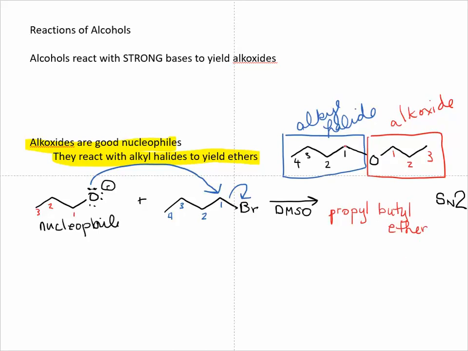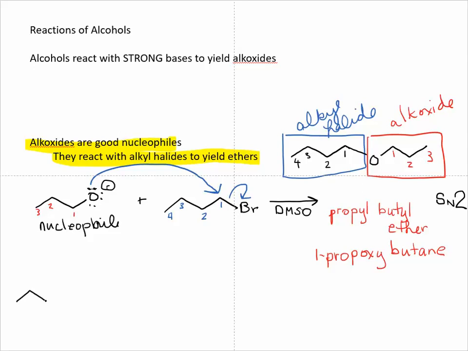If we were naming it more systematically, it would be 1-propoxybutane. We're naming the shorter chain as a substituent off of the longer chain. So off of carbon number 1, we have this propoxy group, and off of the butane. Let's do another one of these.